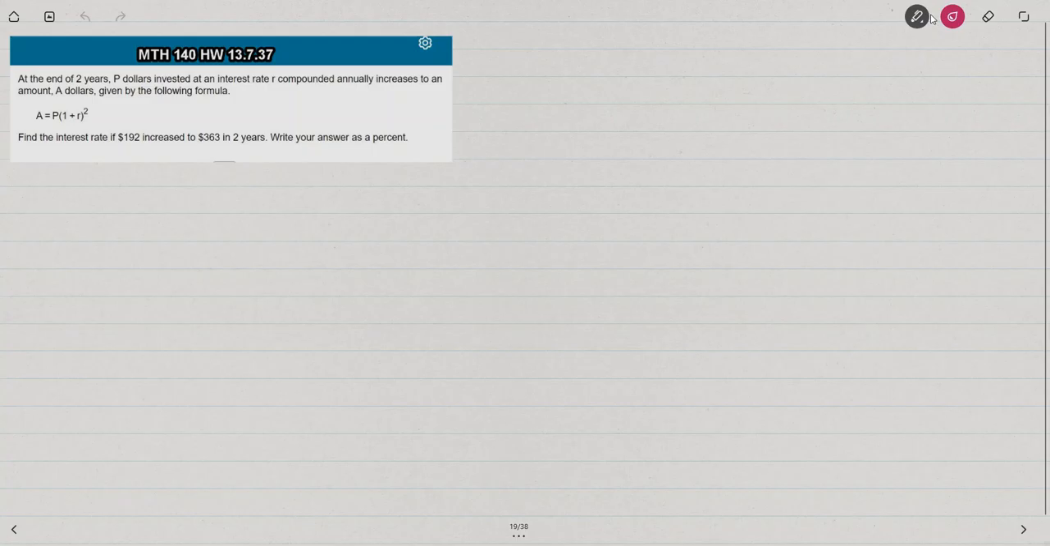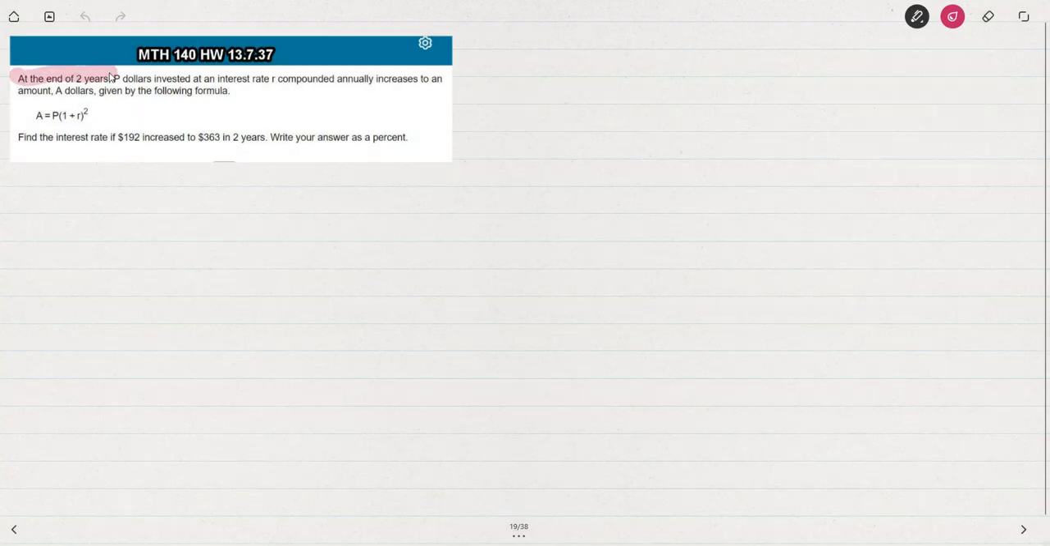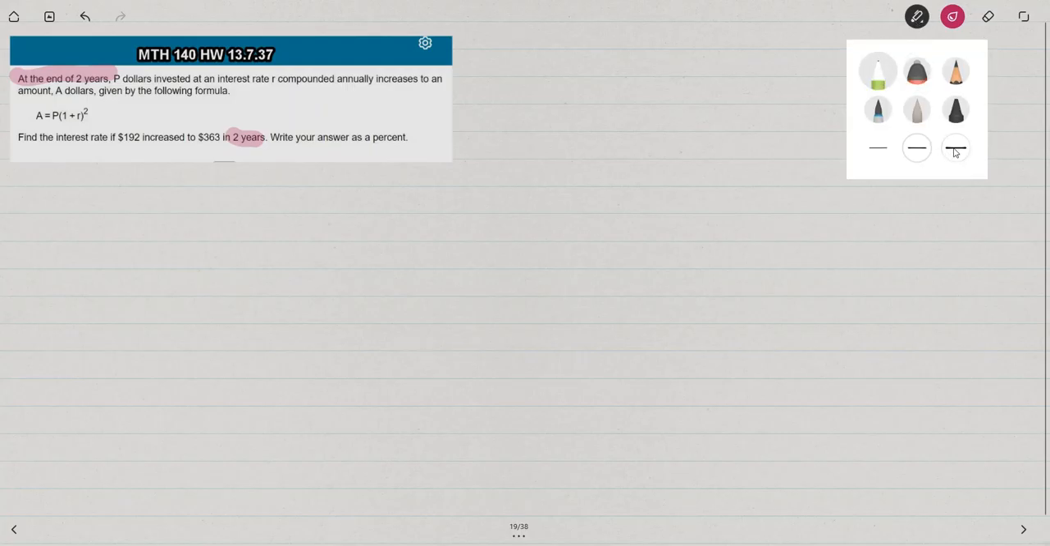It's interesting to note, by the way, and you want to read this carefully, that this formula that we're given is a formula that's already accounting for 2 years. And our problem is saying to do this for 2 years. So that's one thing that makes this problem a little bit unique from other problems that we'll often see.